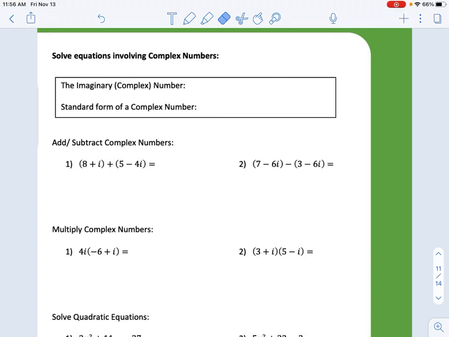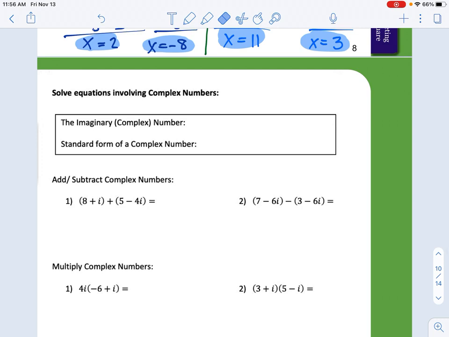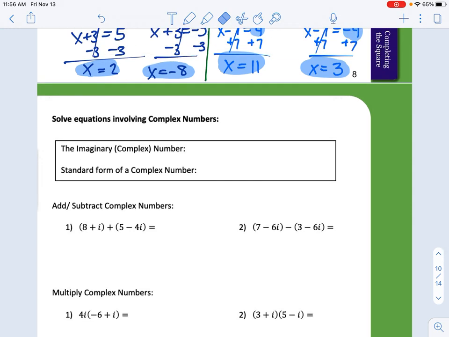Hello all, today we are covering the third part of 4.5, solving quadratics. Before we get into that though, we are going to discuss how to solve imaginary and complex numbers by adding, subtracting, multiplying, and dividing. So first of all, we need to know what an imaginary or complex number is.